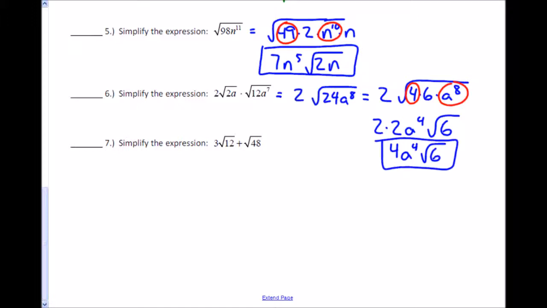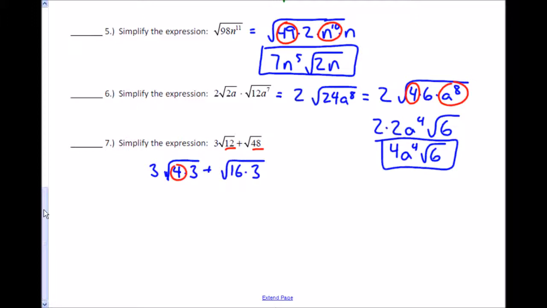Okay? And number 7, it says to add these. And since we're adding these, we need to have like radical terms. We can't add them the way they are because one's a 12 and one's a 48. So I'm going to simplify this as far as I can. The 12 I can break down into 4 times 3. The 48 I can break down into 16 times 3. And now I just simplify.